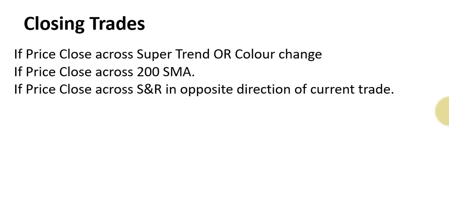Also, if prices close below the 200 simple moving average and you are in a buy position, you will close it. If prices cross above the 200 moving average and you are in a sell position, you close it. The last one is if price closes across support and resistance in the opposite direction of your current trade, you might consider closing the trade.